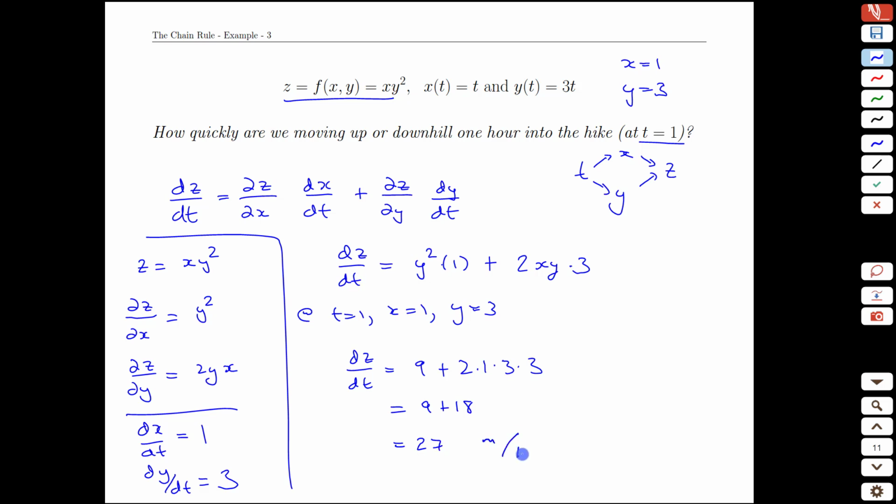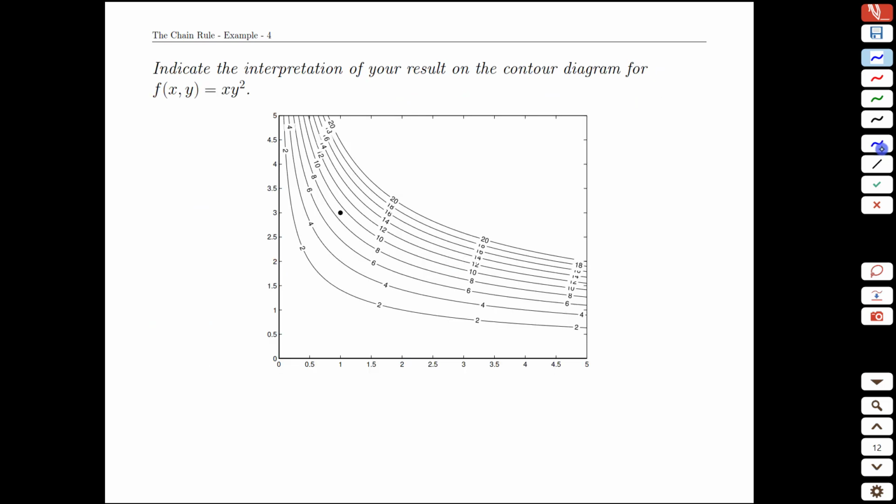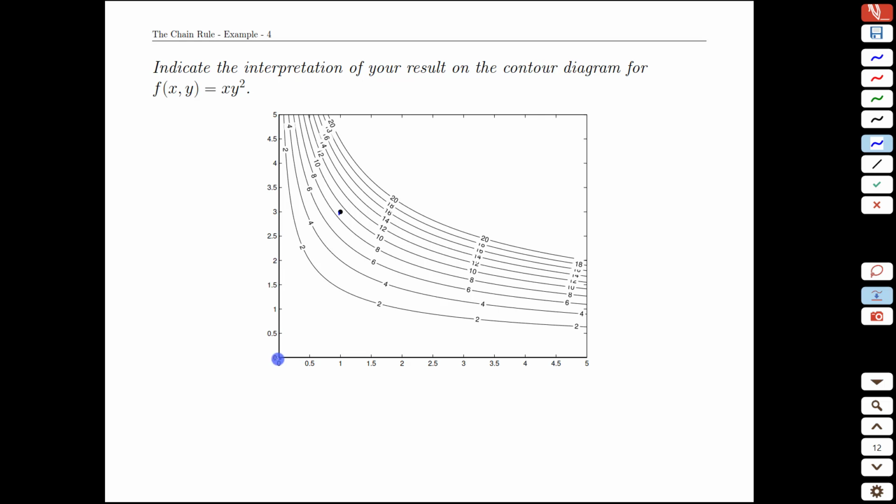And keep in mind the units, meters per hour, rate of change of the height on this hillside with respect to the time, and the travel time is being measured in hours. Let's bring that back to the picture. We had the path that was starting at 0, 0, went through 1, 3. That gives a line like this as our pathway. Remembering that this is the location that we reached at time 1. We were moving in this direction over time. And what we can see is that we're going up.